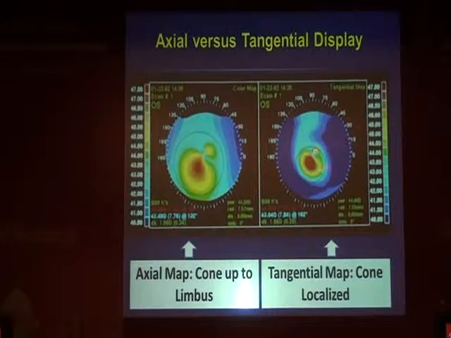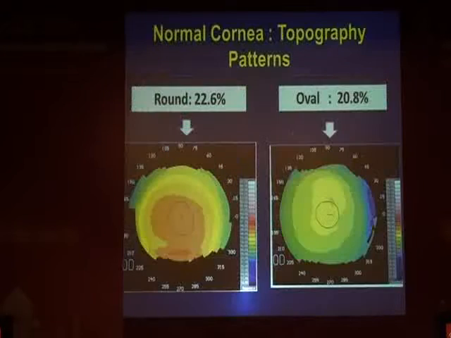Axial and tangential displays are being looked into more often in corneal topography, but we know that it's basically the tangential which gives more accurate information. On axial, you can see the bow coming up to the limbus, whereas on tangential it is more localized.